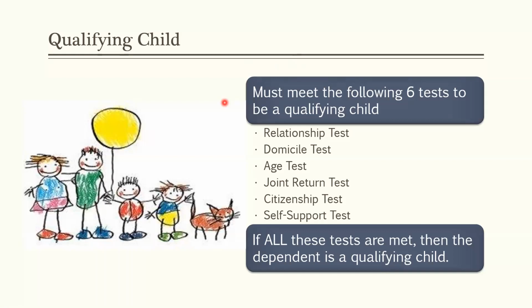Okay, to be a qualifying child, you have the following 6 tests to meet. The first one is the relationship. They must be related to you. Usually it's your son, your daughter, your brother, your sister, something along those lines.